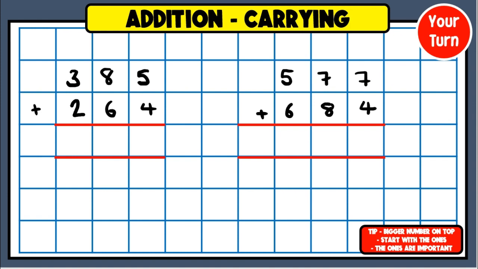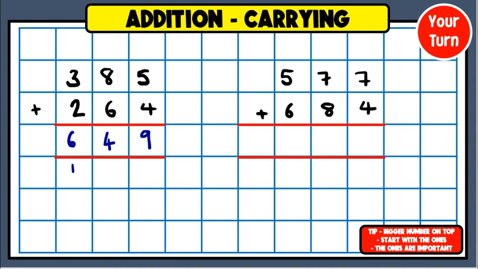Okay, so let's have a look. We've got 385 add 264. 5 add 4 is 9. No need to carry because it's no bigger than 9. Next, 8 add 6. The answer is bigger than 9, so we're going to carry. What is 8 add 6? It is 14. So I put the 1s there. Carry the 10. 3 add 2 is 5. If I add 1 to it, it becomes 6. 649.